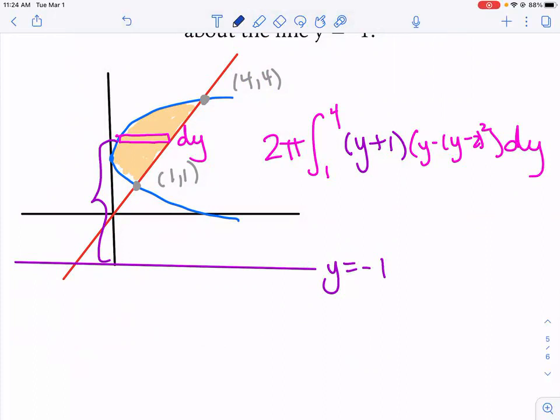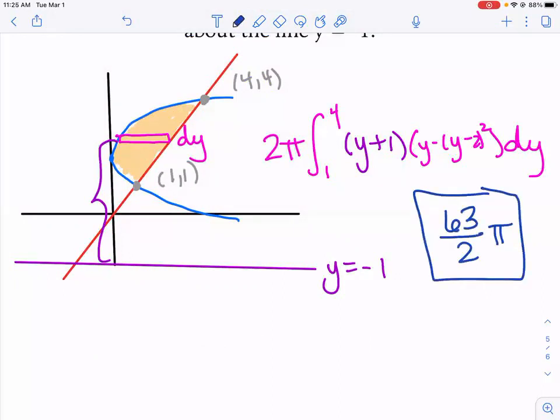Do you have a volume? 51 halves pi. 63 over 2 pi. Gwen, let's maybe figure out what happened there. He's taking a quiz. Yeah. Right. Okay.